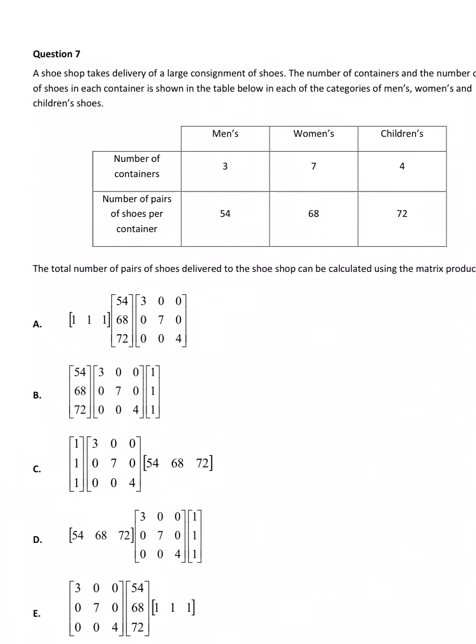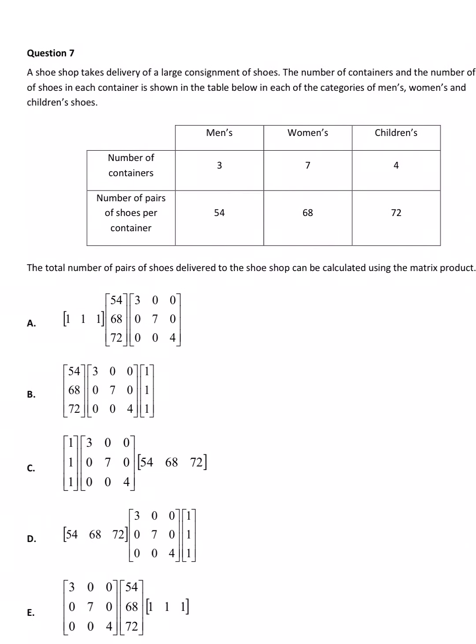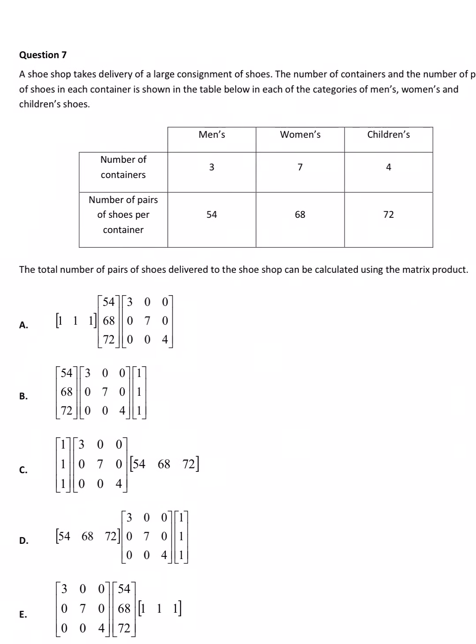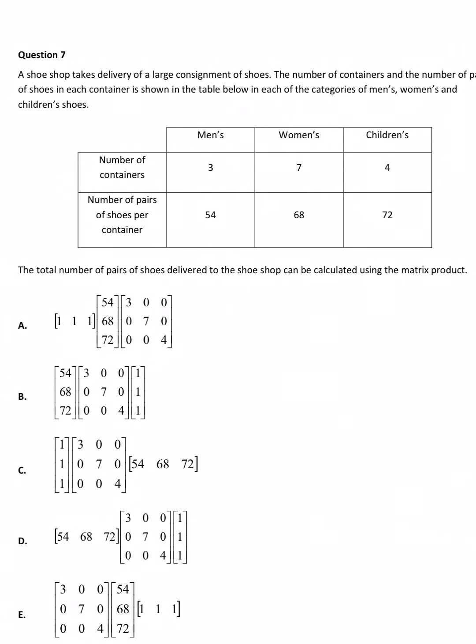Okay, question 7. A shoe shop takes delivery of a large consignment of shoes. The number of containers and the number of pairs of shoes in each container is shown in the table below, in each of the categories of men's, women's, and children's shoes. So what this table has for us is the number of containers and the number of shoes in each container for men's, women's, and children's.